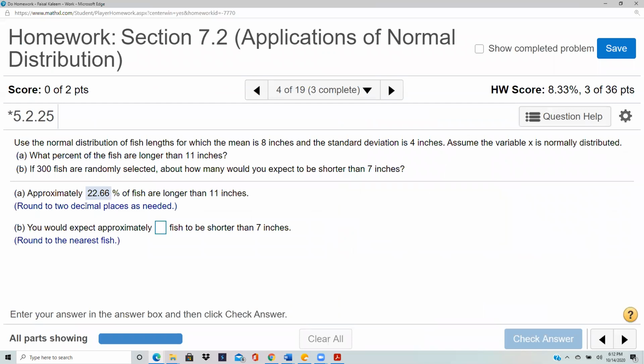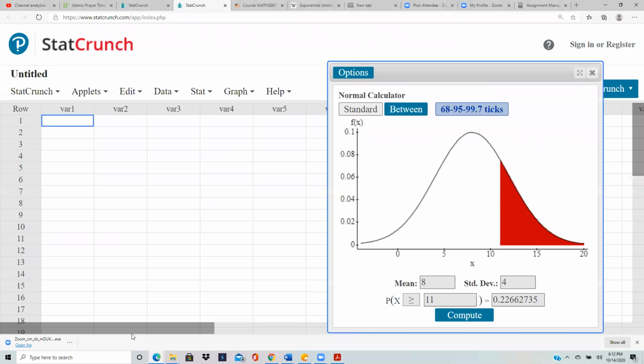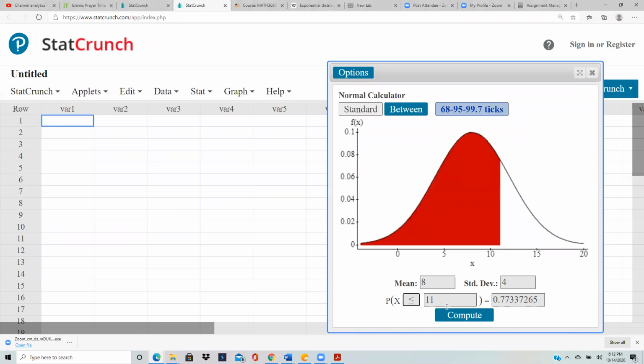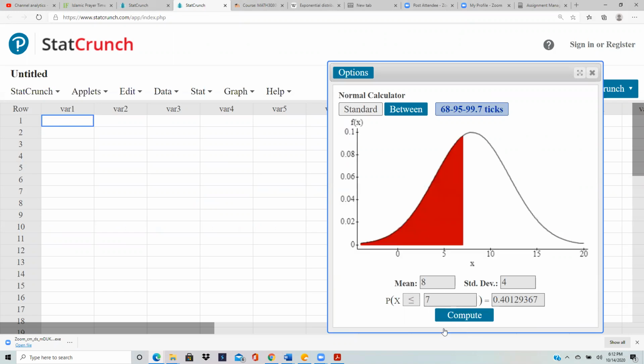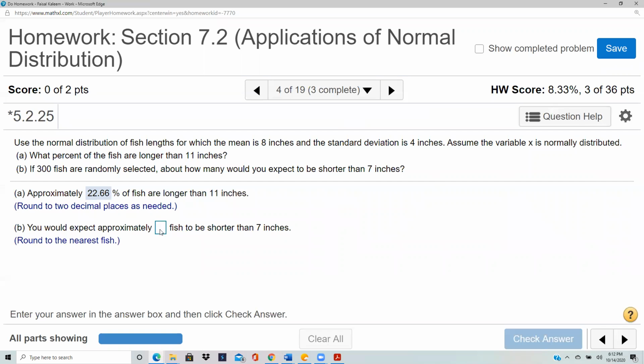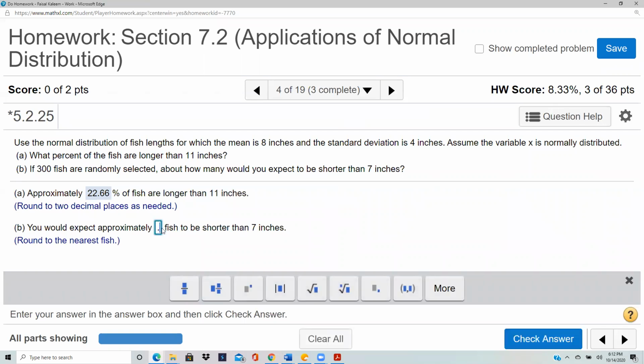So if 300 fish are randomly selected, how many would you expect to be shorter than 7 inches? So first you go shorter than 7. So that's less than 7. Okay, 0.4013. Now, normally that's what they ask. 0.4013 is what we got, but that's not the answer.